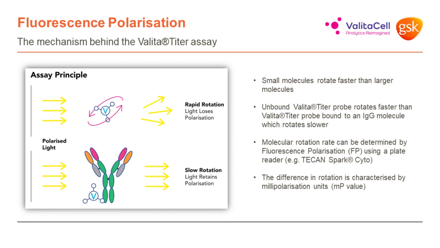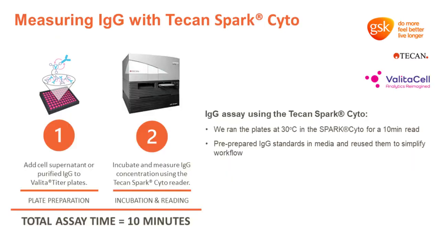So just a bit about the mechanism of the assay. As previously mentioned, the plates are coated with a FITC probe, which is conjugated with protein G. The protein G binds to IgG antibodies. The unbound probes rotate faster, the bound probes rotate slower. The Spark Cyto can differentiate the rotation and produces a fluorescence polarization readout, with the units being the millipolarization. And these units can be plugged into a standard curve and a result can be interpolated.